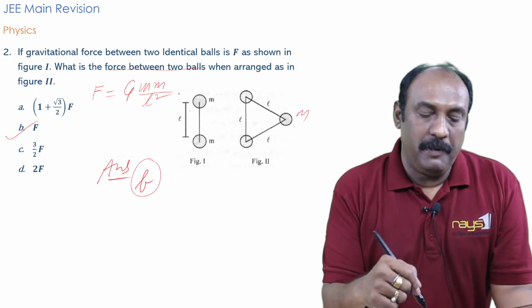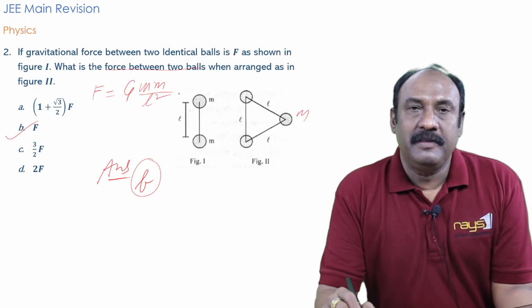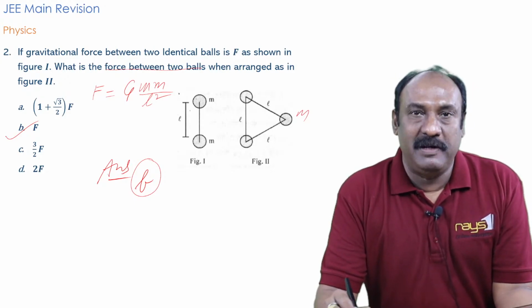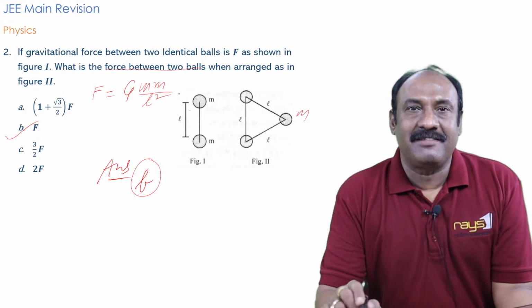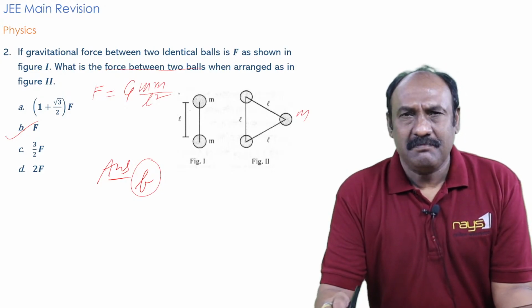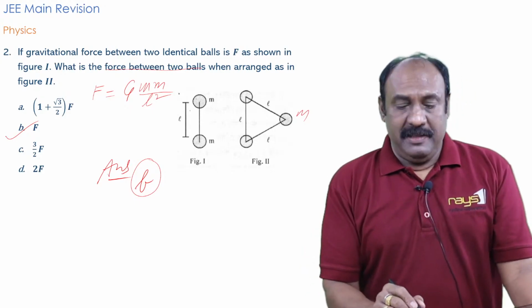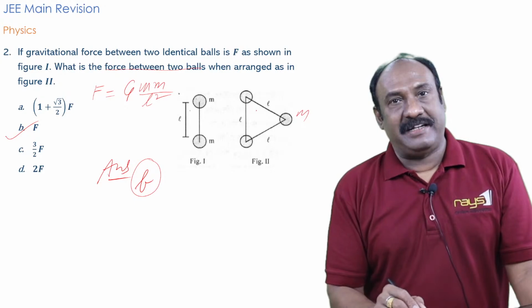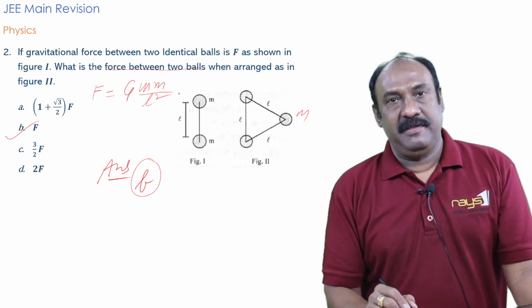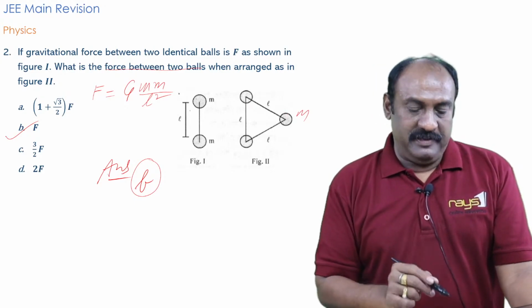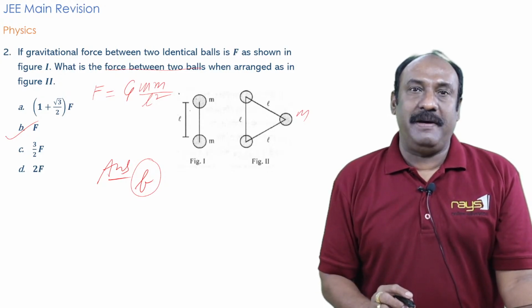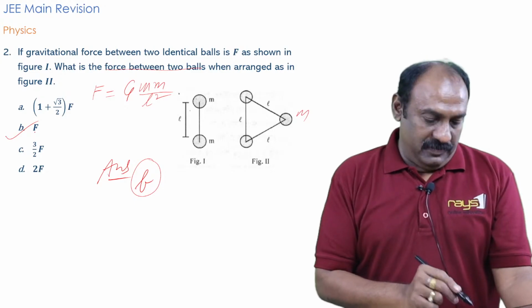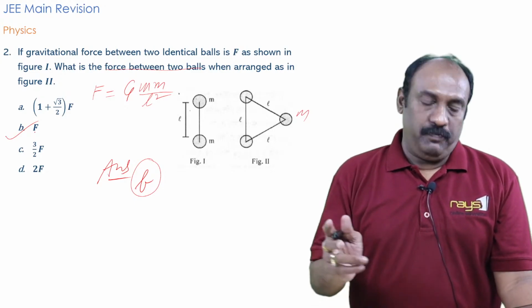This is one of the important points here. There is no effect of the presence of a third body on the force between the two particles separated by a certain distance. There will be a force between these two particles, but this force is not affected by the presence of the third body. So the answer is F. What is that F value? G m square by L square is the answer for question number 2. That is equal to F. So the answer is B. Next question.